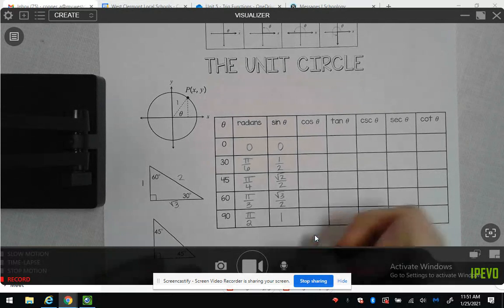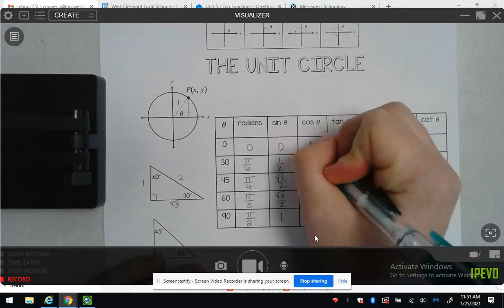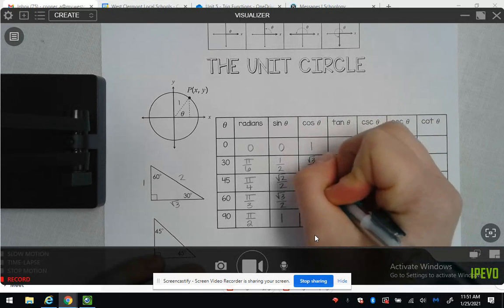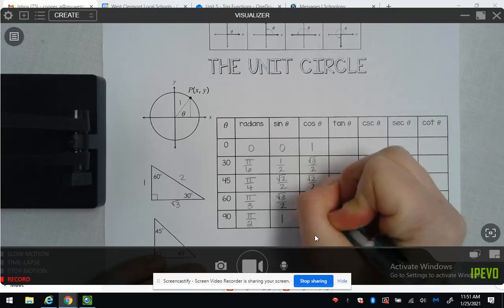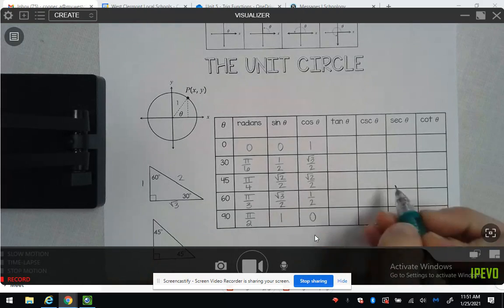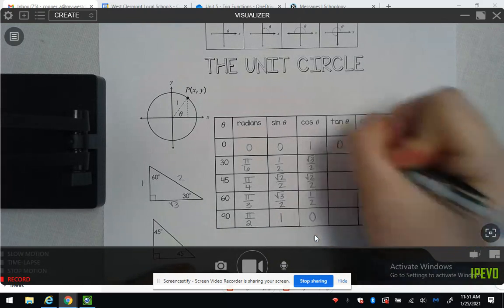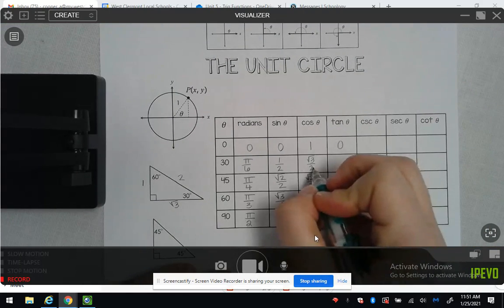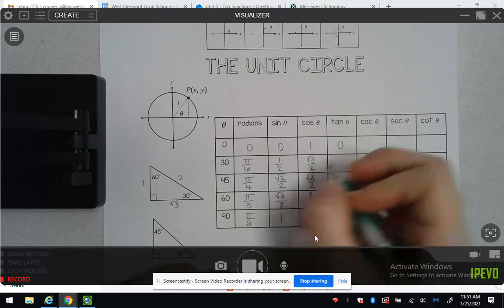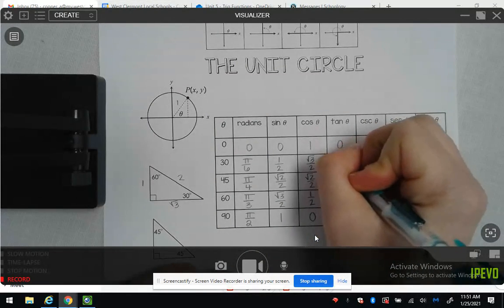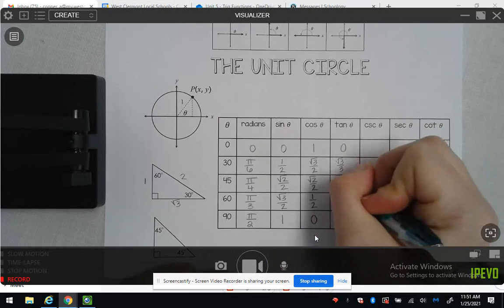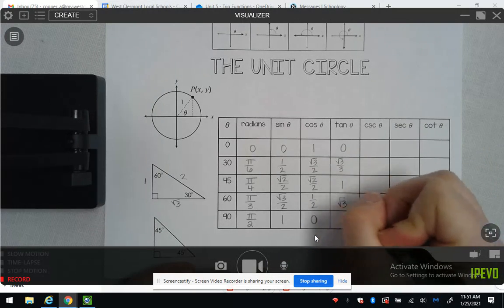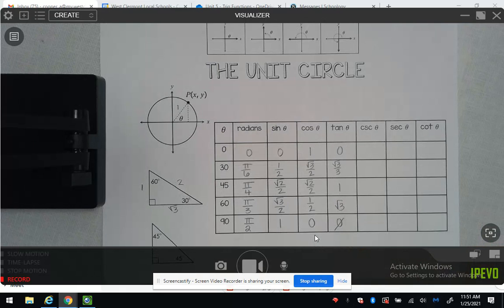Okay, cosine, you just flip it, just in the opposite direction. Tangent, you divide it. 0 divided by 1 is 0. 1/2 divided by radical 3 over 2: these denominators cancel, so it's radical 3 over 3. Divide these two, it's 1. Divide those two, it's radical 3. And that is undefined. Okay?